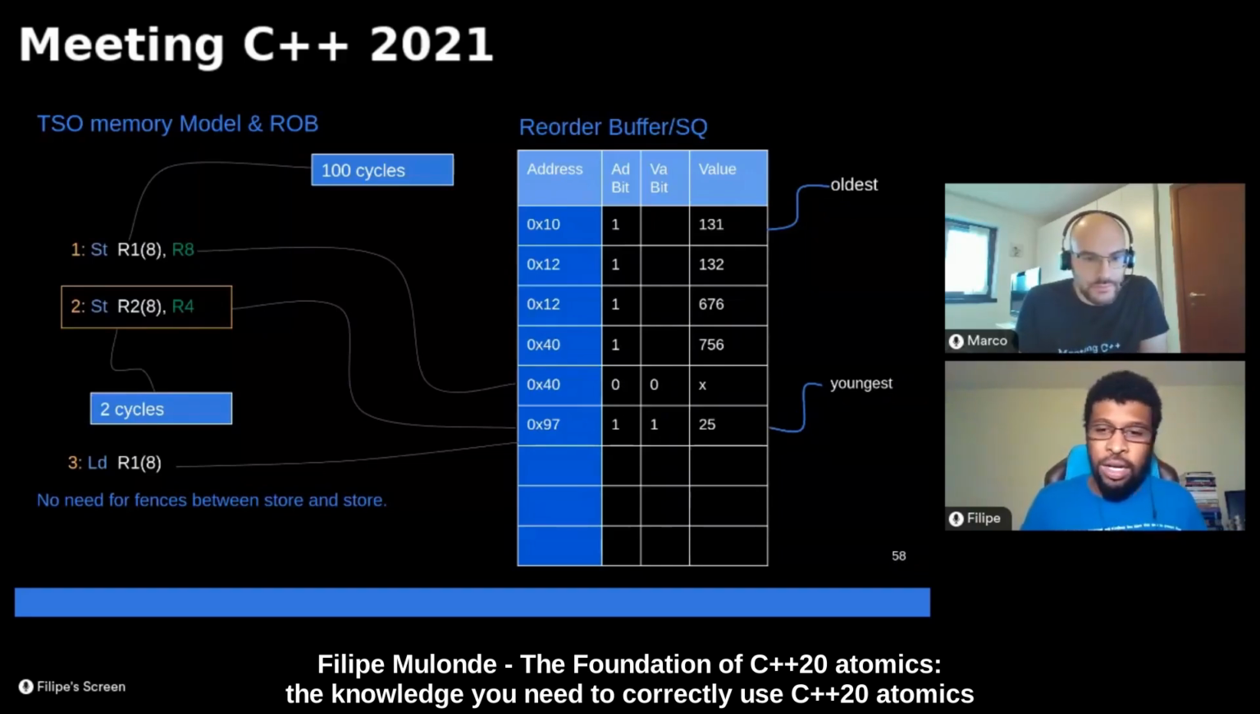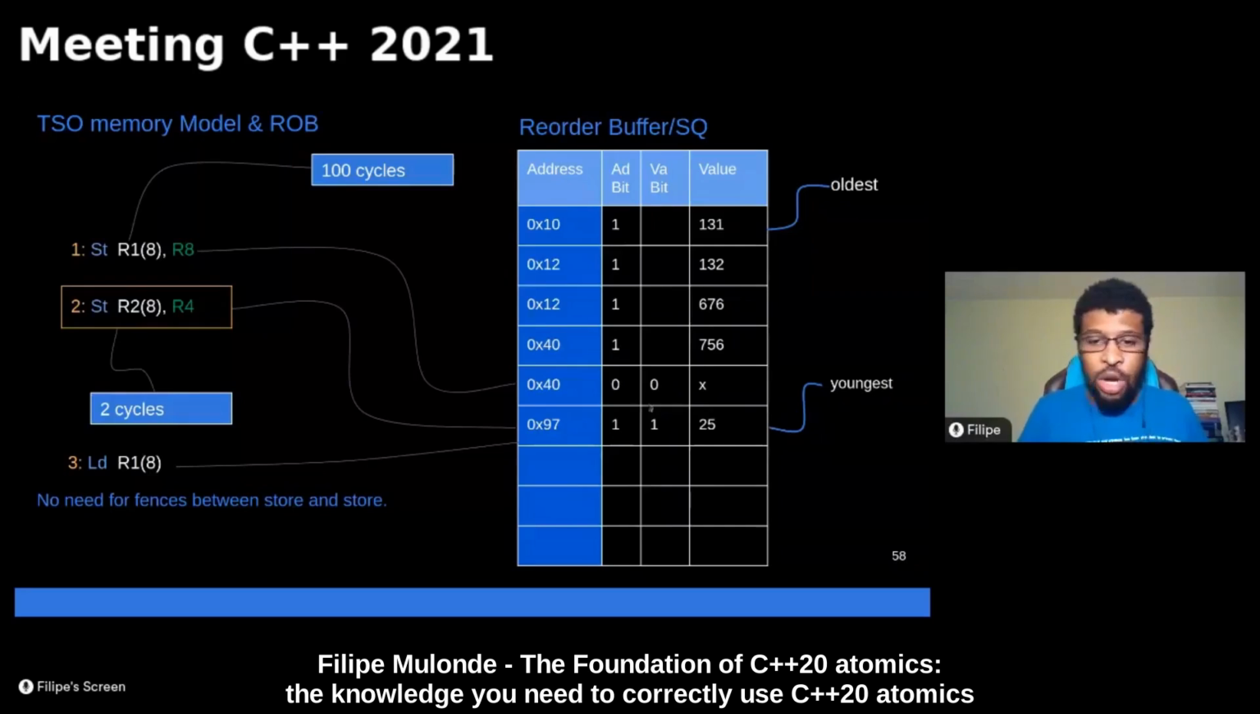Okay, so here we saw why we don't need store fences, right? Because we have the guarantee that a subsequent store will not update the memory until the first store completes. So the reorder buffer inside the microarchitecture of x86 gives us this guarantee, so we don't need fences for that. The result of a subsequent store will only be visible when the first store is complete.